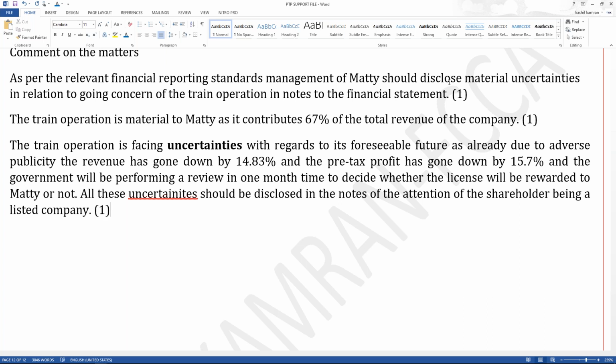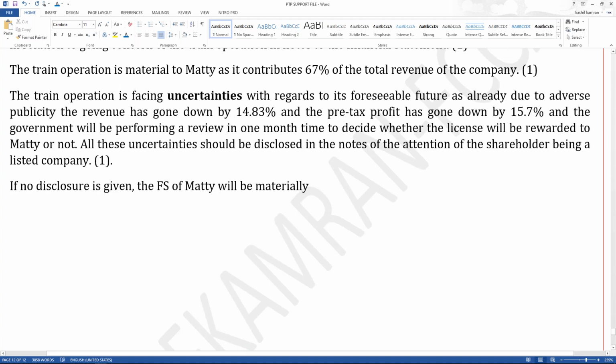So we commented on the matter being the uncertainties. Now that was a case specific matter, right? Paragraph 3 is a case specific matter. Then fourth, if no disclosure is given, the financial statements of METI will be materially misstated. We are solving part 1, right? In part 2, the examiner is saying the management is not adjusting anything, but we are solving part 1 in isolation of part 2. So if no disclosure is given, the financial statement of METI will be materially misstated because it's a going concern disclosure. We talked about the risk and the impact for 1 mark.